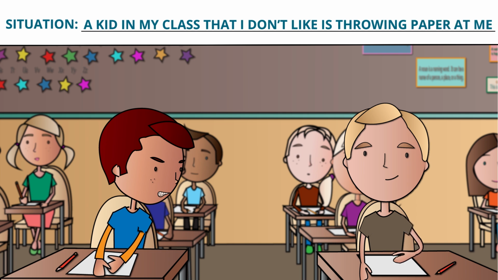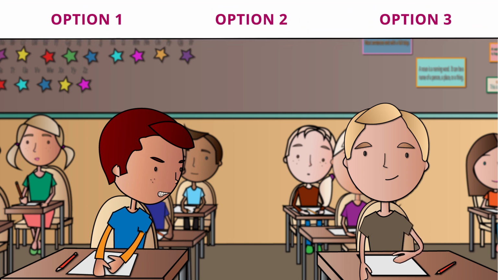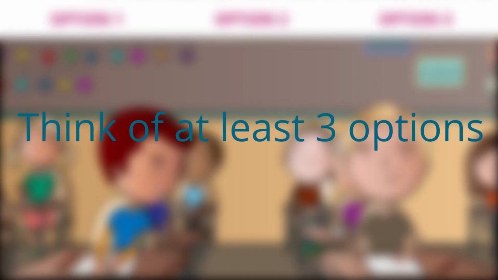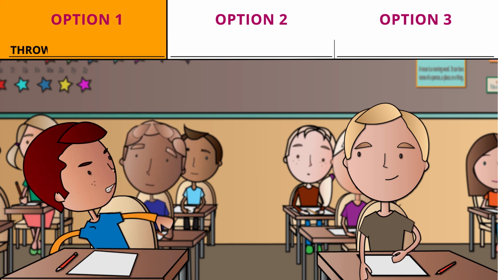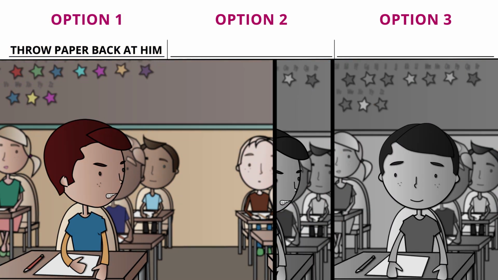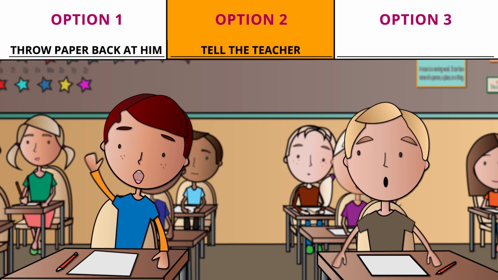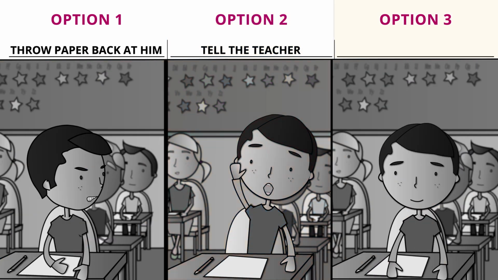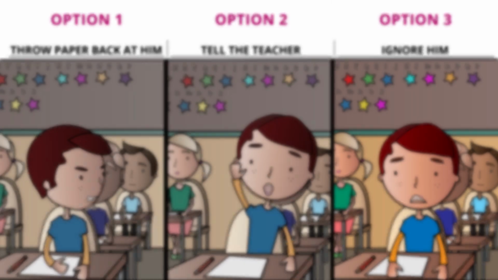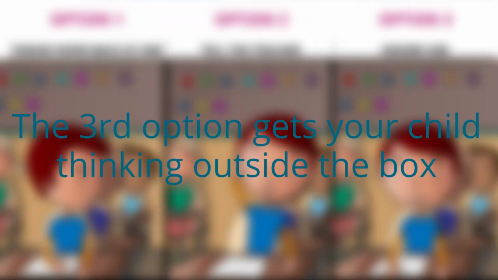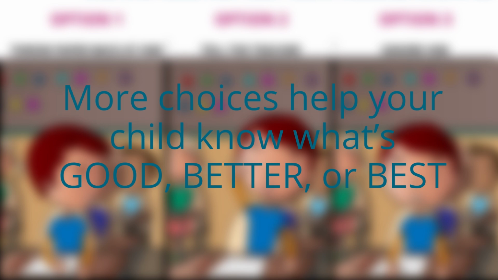After you have clarified the situation, move next to options. It's best to think of at least 3 options. In this example, your child came up with the following 3 options. Number 1, throw the paper back at the kid. Number 2, tell the teacher what the kid is doing. Number 3, ignore him. It's that third option that seems to be a challenge for most kids to come up with. Always explore multiple options, even if it seems weird or silly to you, so your child knows they have choices.